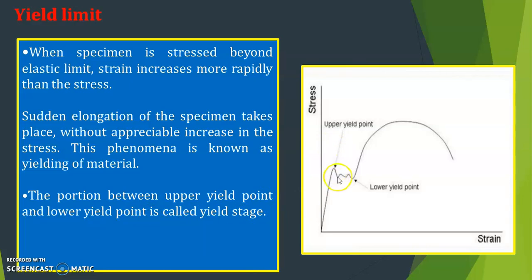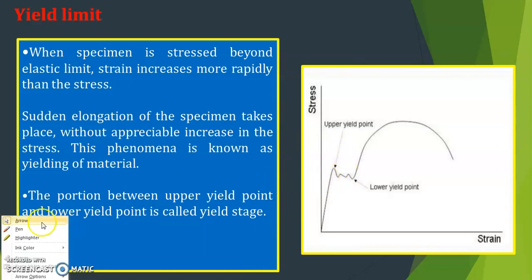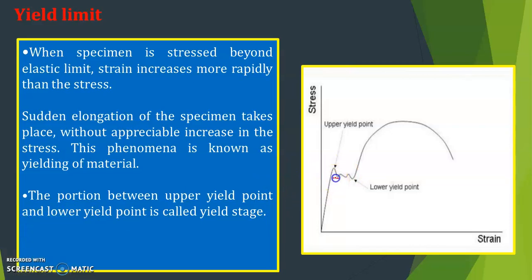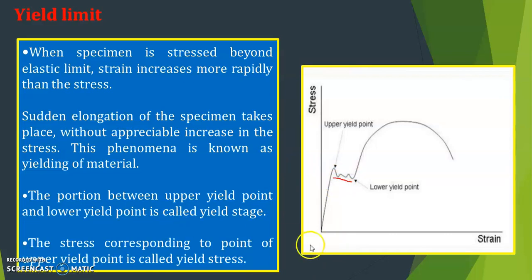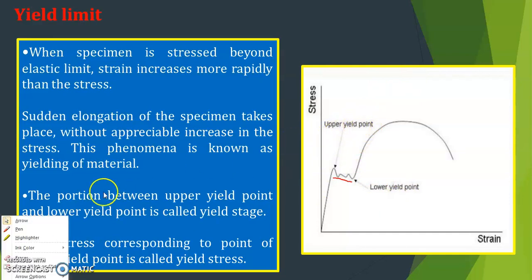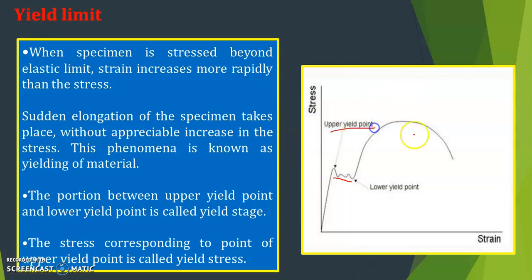This point here to here, this portion is called the yield stage. The stress corresponding to the point of upper yield point is called yield stress. The stress always corresponding to the point of upper yield point is called yield stress, not with respect to the lower yield point. So yield stress is always with respect to the upper yield point, with respect to this point.